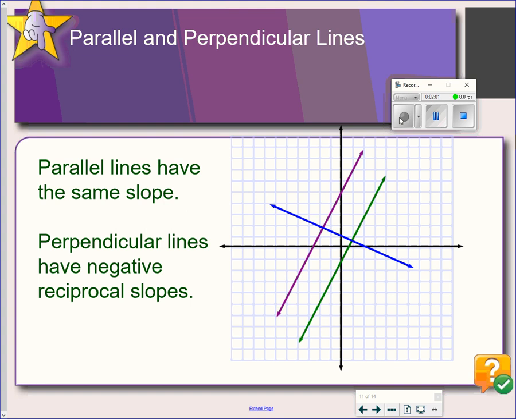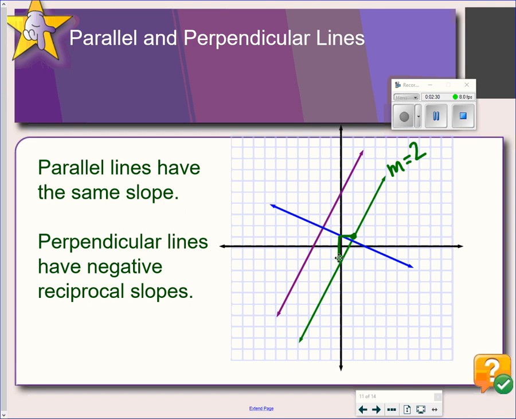Now we're going to look at parallel and perpendicular lines. Parallel lines have the same slope, so the purple and the green are parallel lines, and perpendicular lines have negative reciprocal slopes. So for example, this green line, looking at these 2 points, appears to have a rise of 2 and a run of 1. So the slope is 2 over 1, which is 2.